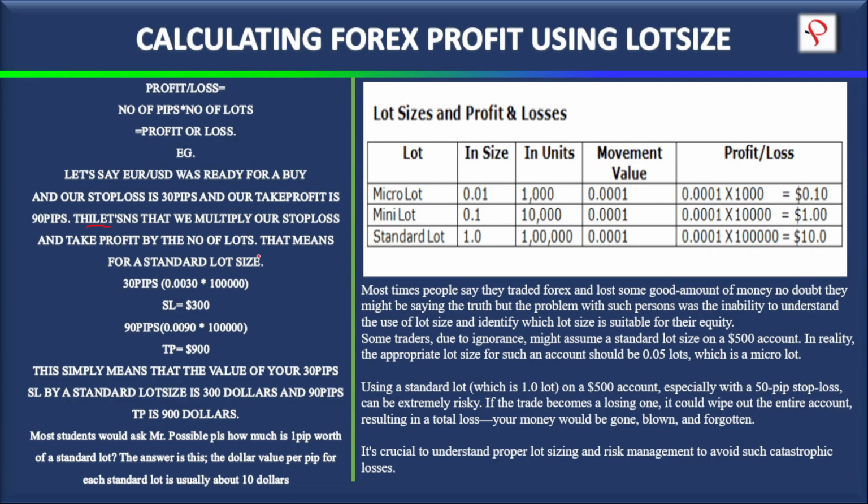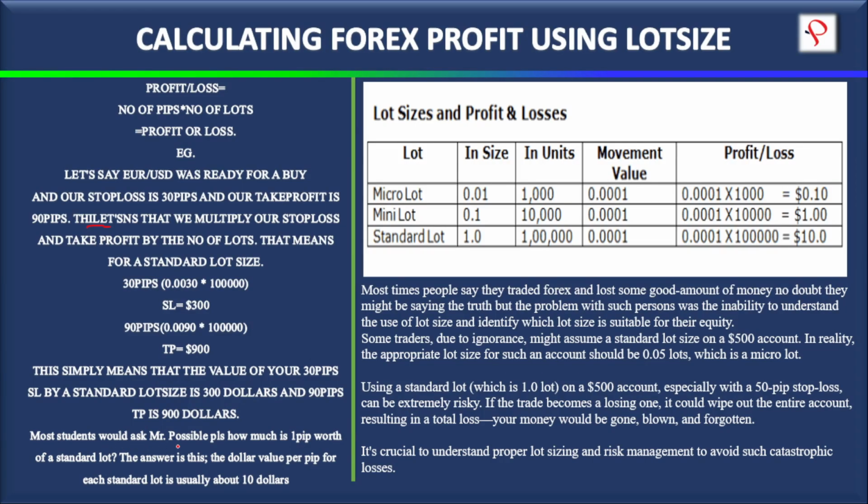But the reason why I'm doing this is so that you will know as a trader, in case you find yourself in an environment where you will be asked to do these things yourself. All right, so then you want to know the value of your 90 pips take profit. The same formula, 0.0090 multiplied by 100,000. The value of 90 pips is $900. This simply means that the value of your 30 pips stop loss by a standard lot size is $300, and 90 pips take profit is $900.